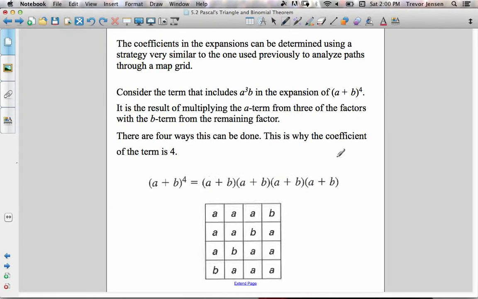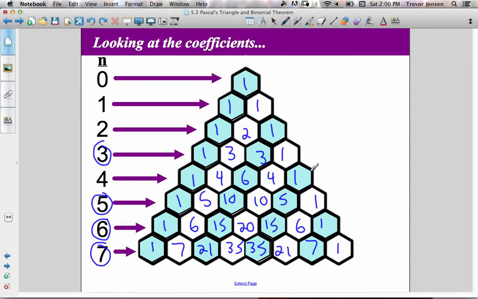Okay, so this is how it's going to change now. You are no longer going to have to write out Pascal's triangle when expanding a binomial to figure out the coefficients. I'm going to show you a new way.